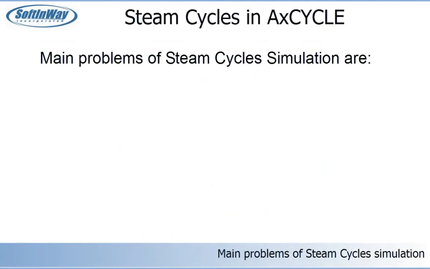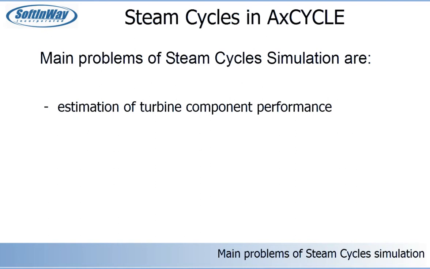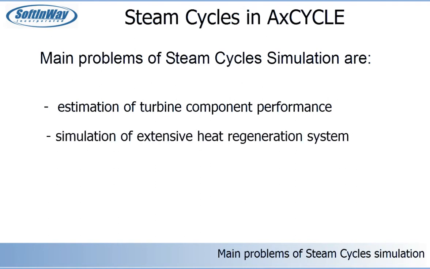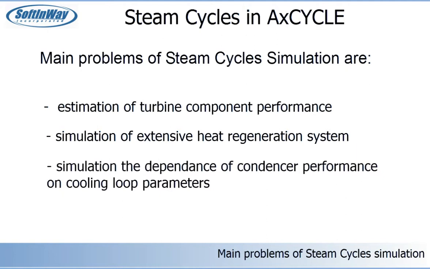The main problems of steam cycle simulation are: estimation of turbine component performance, simulation of the extensive heat regeneration system, and simulation of the dependence of condenser inlet pressure on cooling loop parameters.